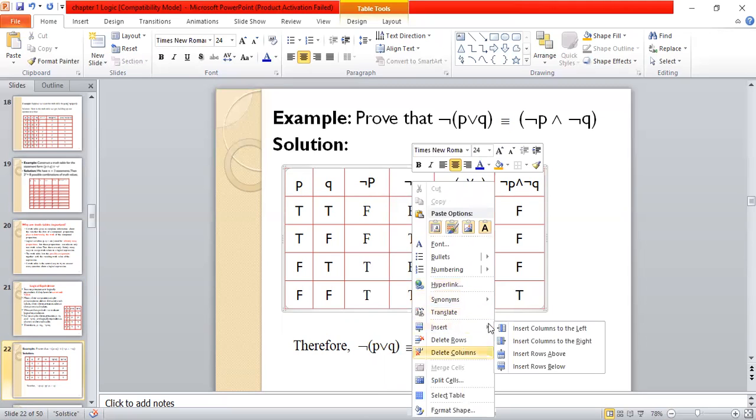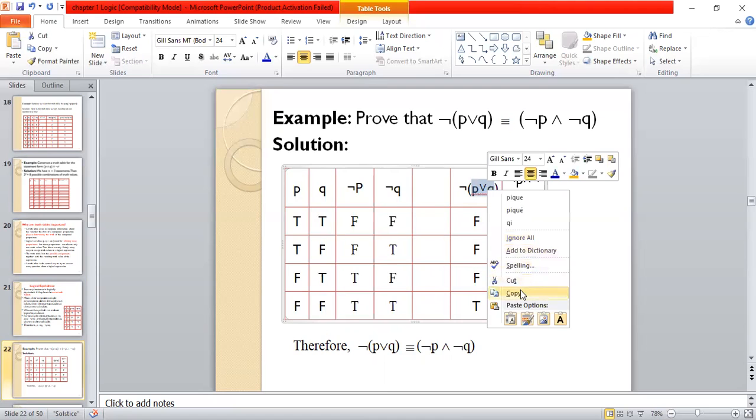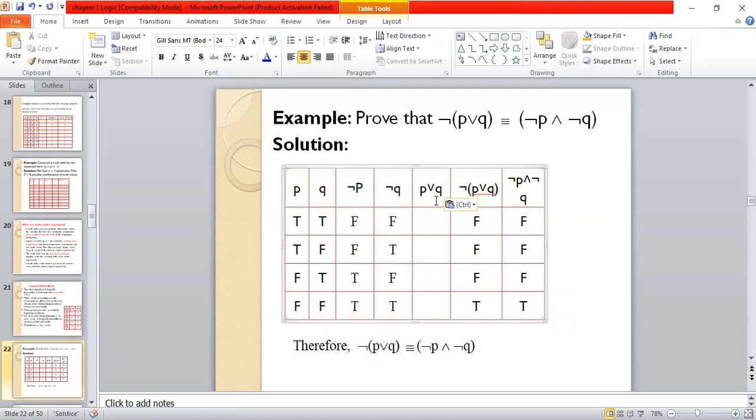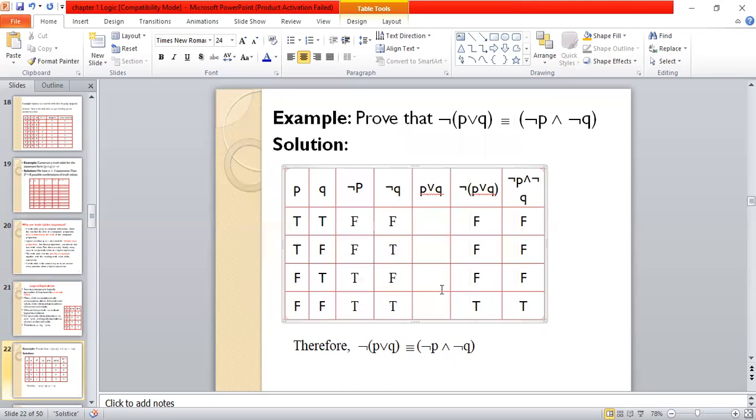Now, let's do first the combination P or Q. P or Q is when two statements are connected by the logical connective disjunction. It becomes false only if both statements are false, so the last row is false and the other ones are true.